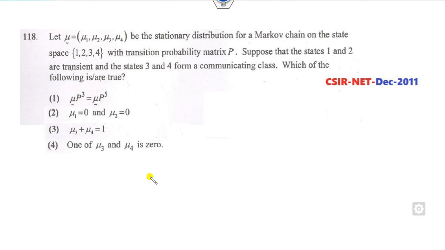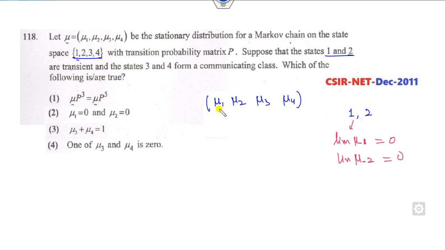Okay, look at that. Mu 1, mu 2, mu 3, mu 4 are my stationary probabilities of the Markov chain with states 1, 2, 3, 4. 1 and 2 are my transient. If 1 and 2 are transient, what is the limiting probability of 1? What is the limiting probability of 2? That is 0. So this value must be 0, and this value must be 0. And 3 and 4 are in the communicating class. What is the communicating class? It may be recurrent or transient, but transient cannot be there. Because it's a transition probability, the sum must be 1. So mu 1 and mu 2 are both 0, it's the correct option. The sum of them must be 1, so mu 3 plus mu 4 is 1, that's here. One of them being 0 is not necessarily true.